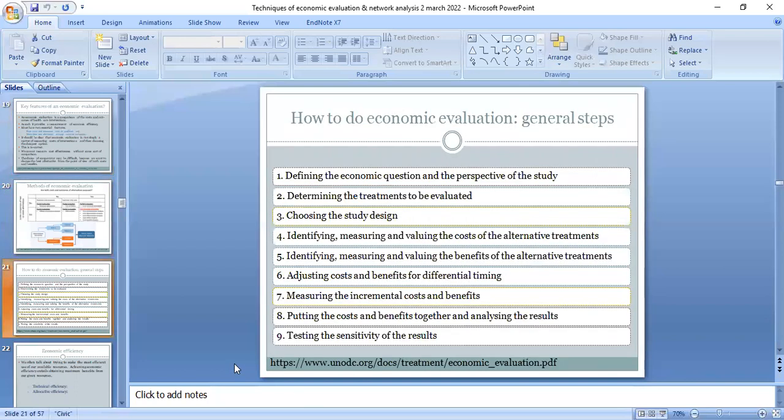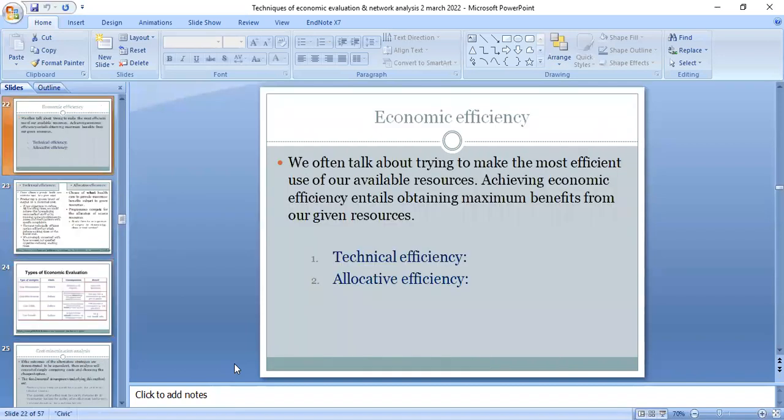Now, how to do an economic evaluation? The steps include defining the economic question and the perspective of the study, determining the treatments to be evaluated, choosing the study design, identifying, measuring, and valuing the cost of alternative treatments, identifying, measuring, and valuing the benefits of the alternative treatments, adjusting costs and benefits for different timing, measuring the incremental costs and benefits, putting the costs and benefits together and analyzing the results, and testing the sensitivity of the results.